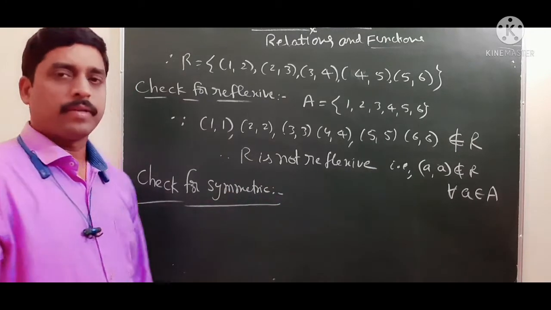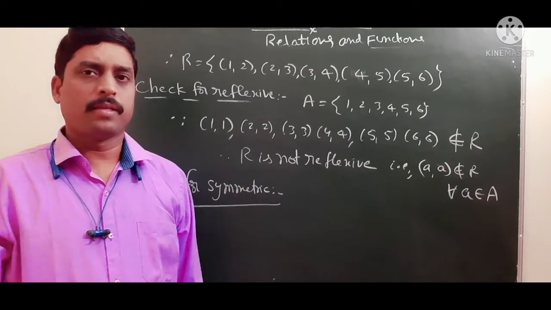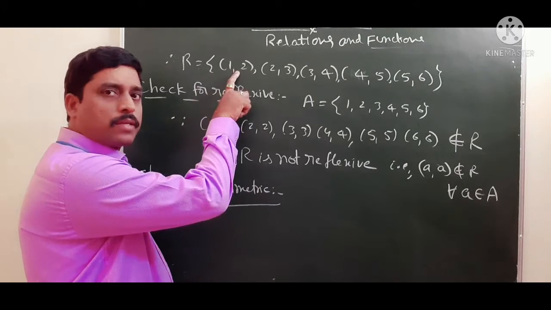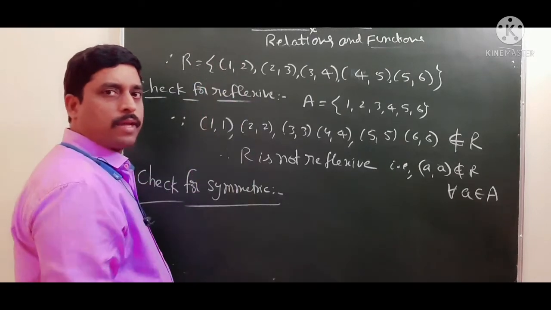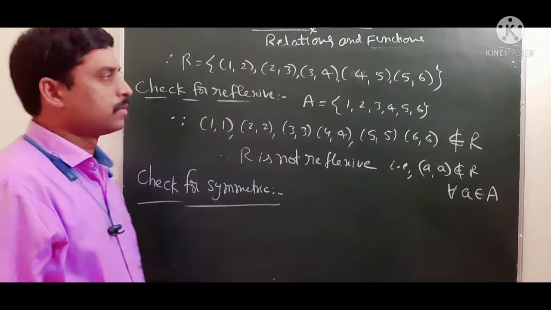What is the symmetric property? If (a, b) belongs to R, that implies (b, a) also belongs to R. In this relation, (1, 2) belongs to R, but (2, 1) does not belong to R. (2, 3) belongs to R, but (3, 2) does not belong to R.